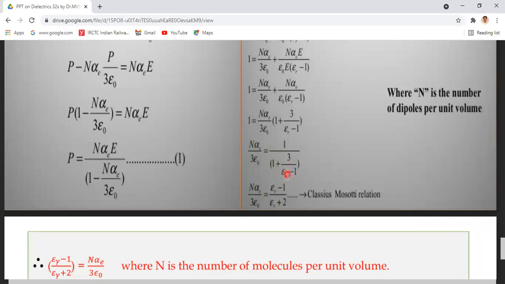Epsilon r minus 1 goes to the top. So epsilon r minus 1 into 1, epsilon r minus 1 plus 3, that is epsilon r plus 2, comes in the denominator. In the numerator, epsilon r minus 1 goes up. So we know 1 into epsilon r minus 1 plus 3 is epsilon r plus 2. Therefore n alpha E by 3 epsilon naught is equal to epsilon r minus 1 divided by epsilon r plus 2. This equation is known as the Clausius-Mossotti relation.